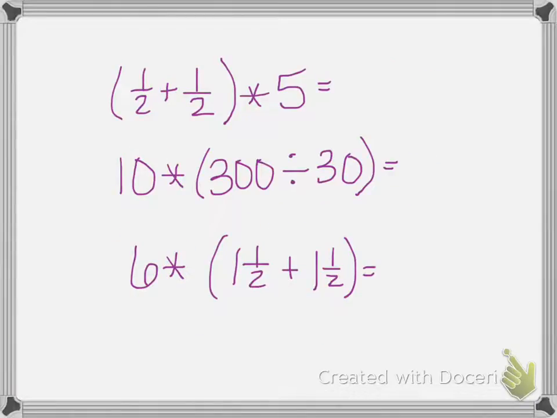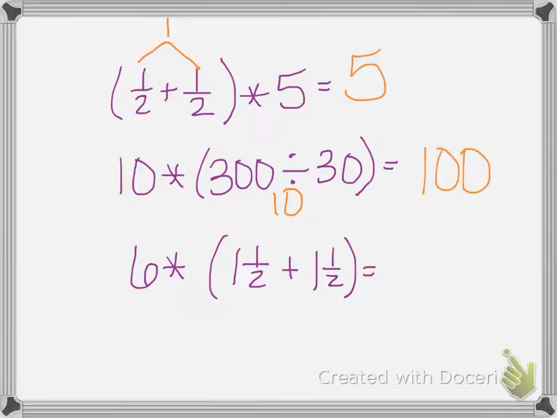Number 5 says solve. So first we have to do whatever is in those grouping symbols, or the parentheses. 1/2 plus 1/2 is 1. 1 times 5 is 5. B says 300 divided by 30, which is in parentheses, which is 10. 10 times 10 is 100.